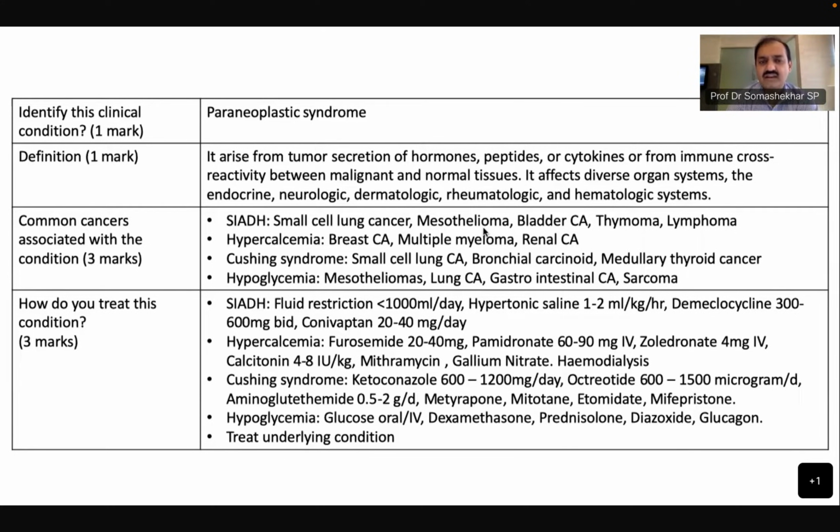Multiple myeloma, renal carcinoma, Cushing syndrome in small cell lung carcinoma, bronchial carcinoma, medullary carcinoma thyroid. They are all neuroendocrine tumors. Hypocalcemia happens in mesothelioma, lung cancer, GI cancer, sarcomas.